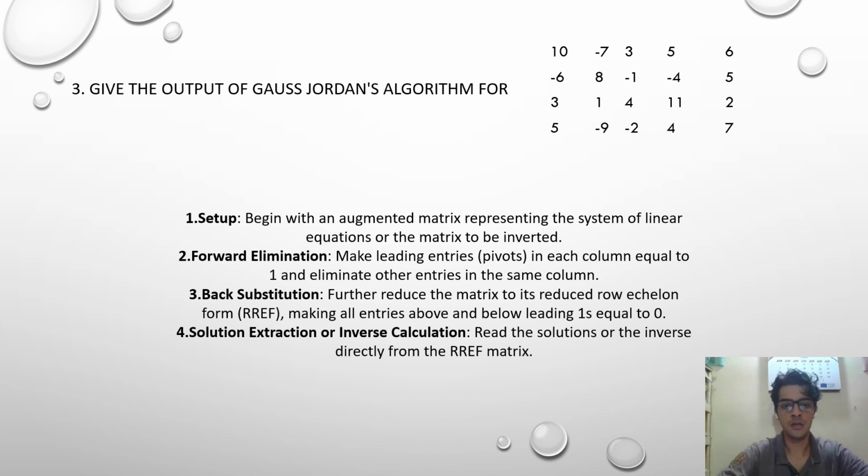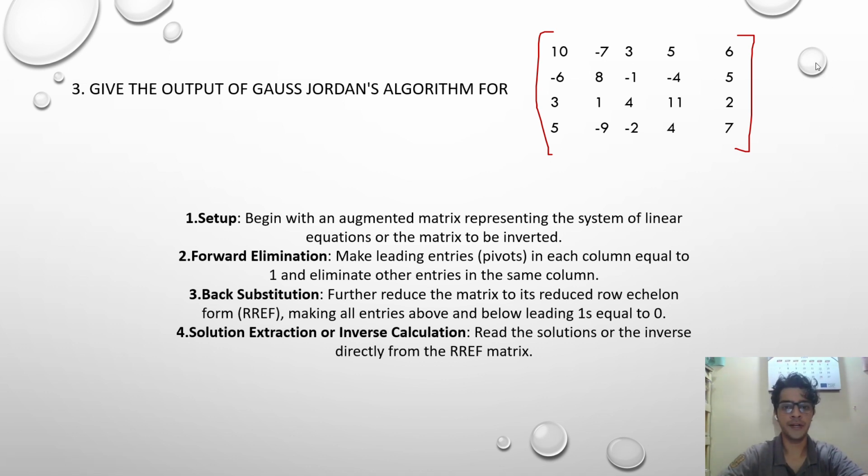Let's move on to the next question, which is to give the output of the Gauss-Jordan algorithm for this matrix. This is the matrix, and we have to find the output using the Gauss-Jordan algorithm. We have also talked about this question in the previous video, so go check it out.